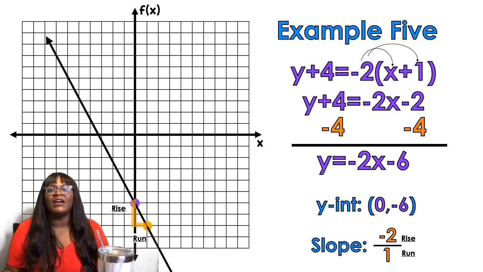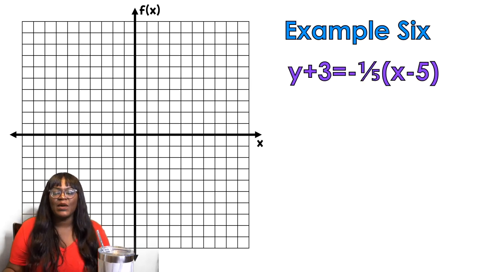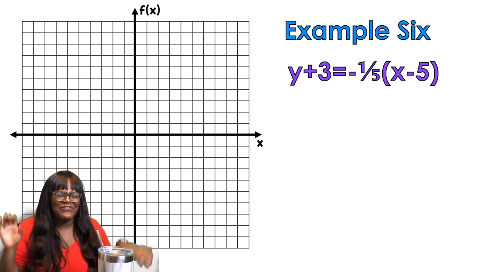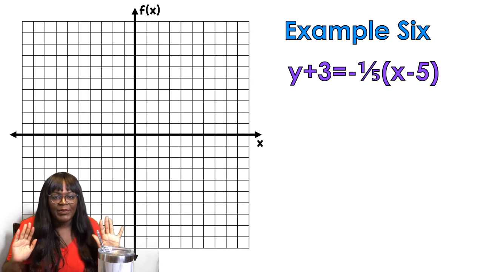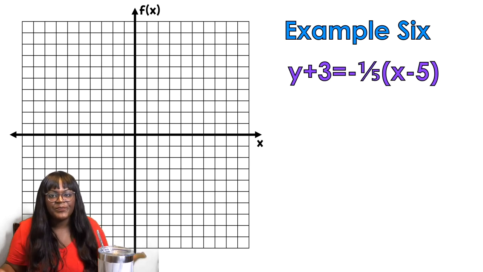Okay. Last example. Y plus 3 equals negative 1/5 parentheses x minus 5. Now I know y'all are like, fraction! Stop it. It's not that serious.